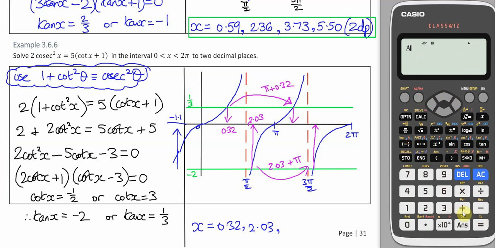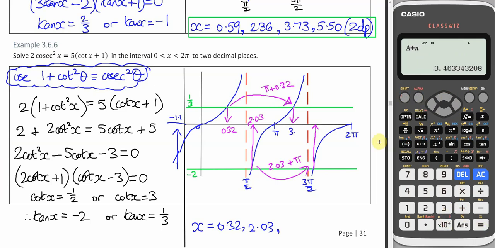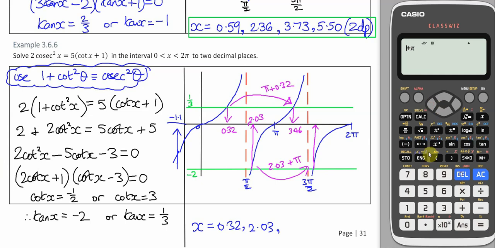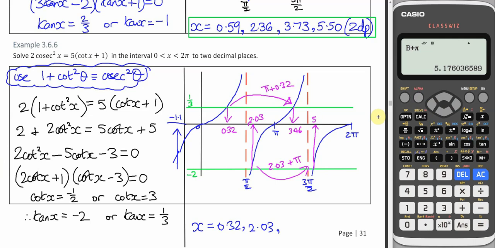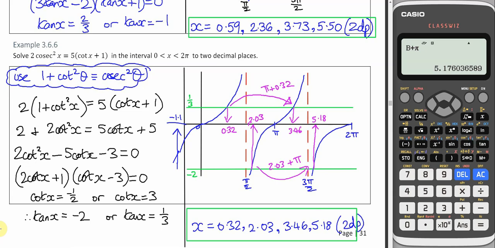So A plus pi will give me this one here, 3.46. And B plus pi will give me the other one, 5.18. So there they are, all to 2 decimal places. And that's that.